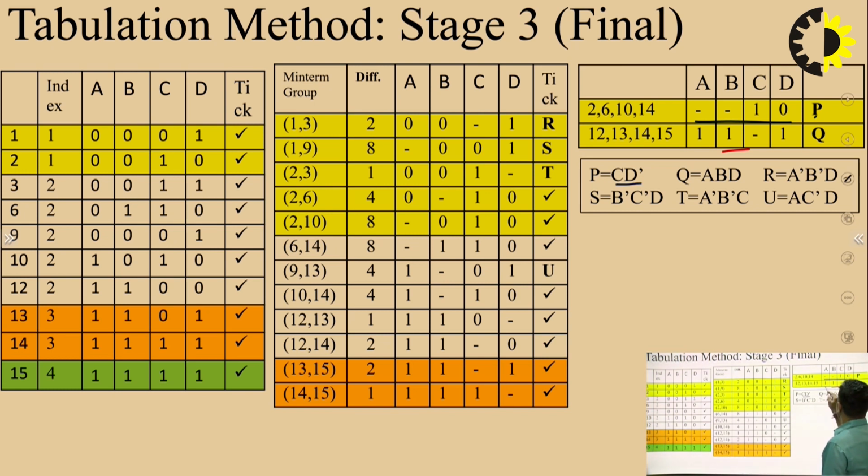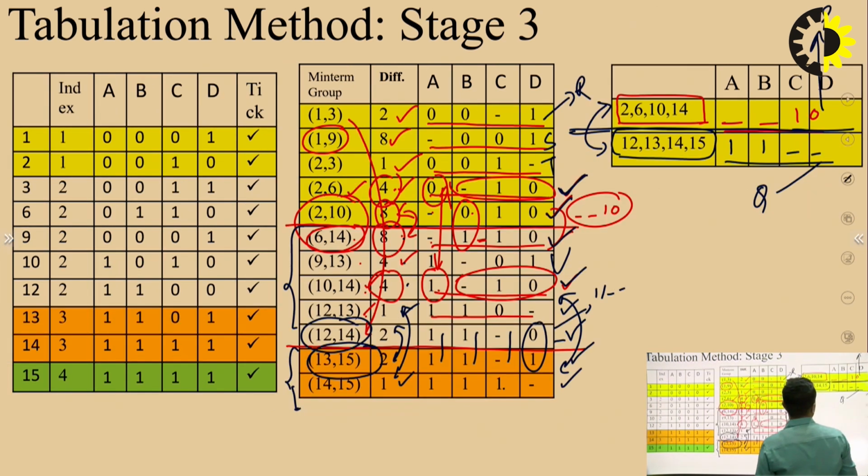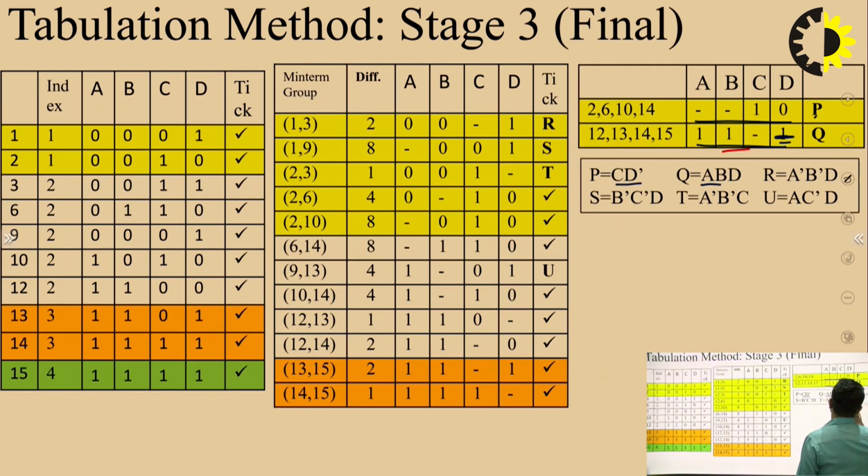Similarly Q, 1 1 dash dash. This 1 has been wrongly done. This is a dash actually. So 1 1 dash dash, there is no 1, there is a dash here. So 1 1 dash dash means A, B. Okay, so this Q is AB.